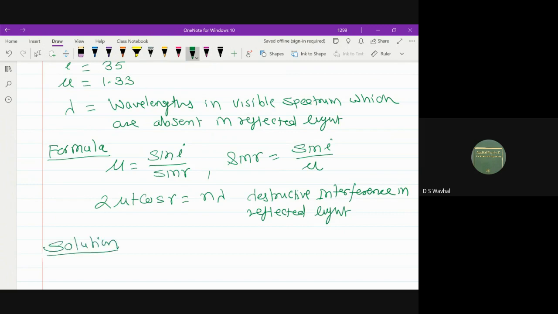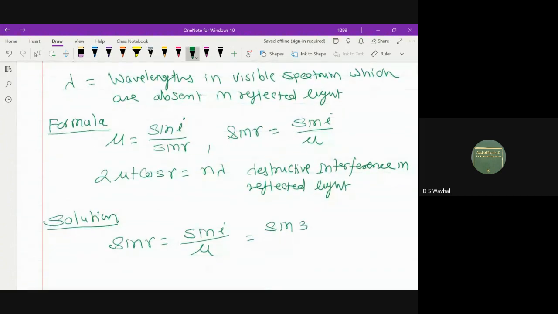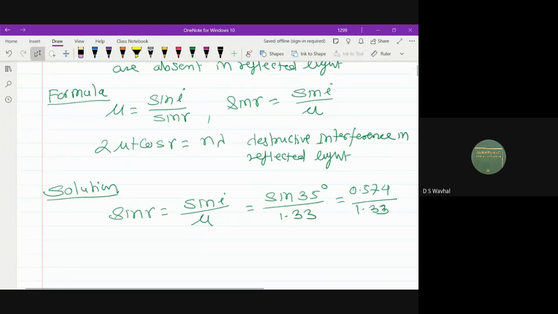You need to solve the problem systematically, then only you get the full marks. Now here first we will find the r. So we know that sine r is equals to sine i upon mu, that is sine of i is given 35 degree divided by mu, which is 1.33, and sine of 35 degree is 0.574 divided by 1.33.